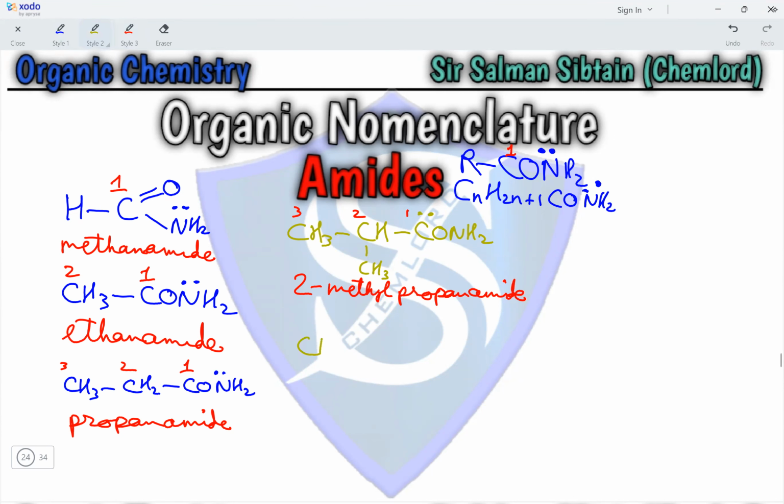Similarly, if we introduce two methyl groups to this carbon atom, CH3 and CH3 and CONH2, so now the second carbon atom has two methyl groups attached to it. So this carbon atom having two CH3 groups attached to it would be named first by writing 2,2-dimethyl. These are the substituent groups present, and then the name of the parent compound, which would be propanamide.